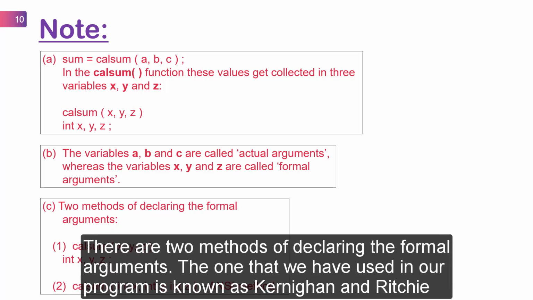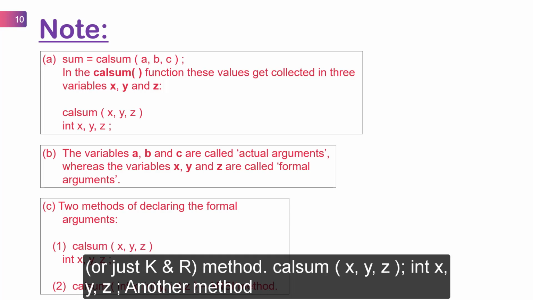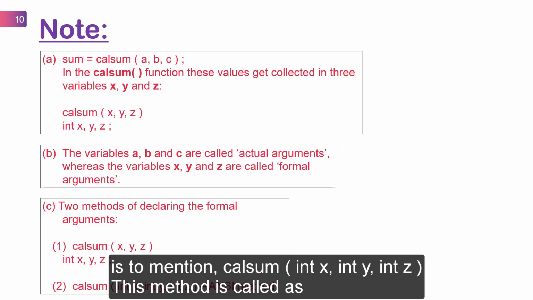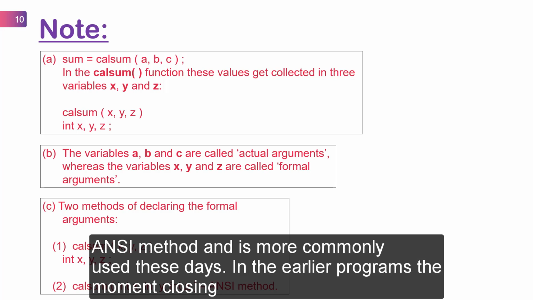There are two methods of declaring the formal arguments. The one that we have used in our program is known as the Kernighan and Ritchie, or just K and R method: calsum(x, y, z), int x, y, z. Another method is to mention calsum(int x, int y, int z). This method is called the ANSI method, and is more commonly used these days.